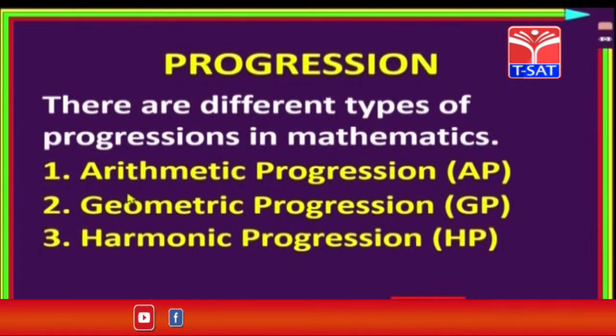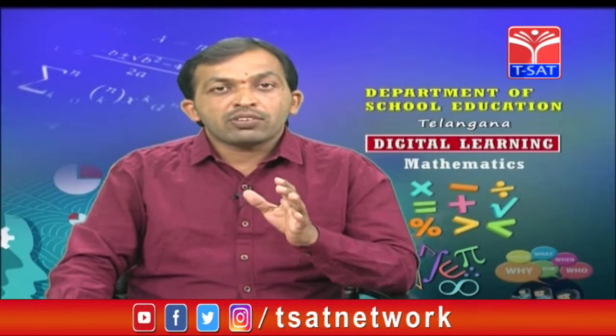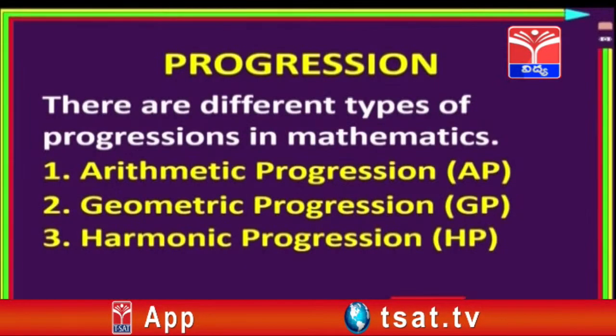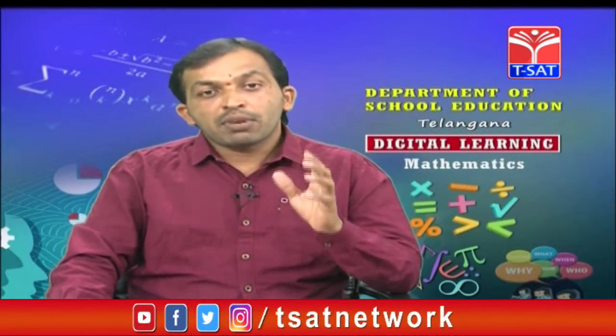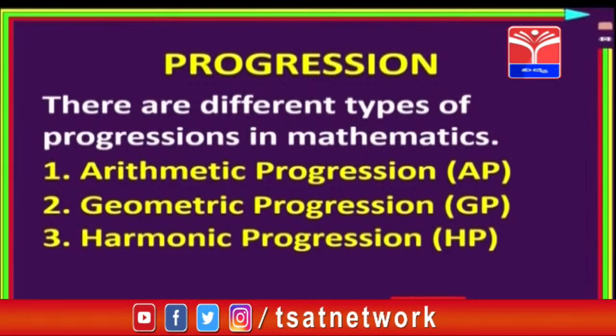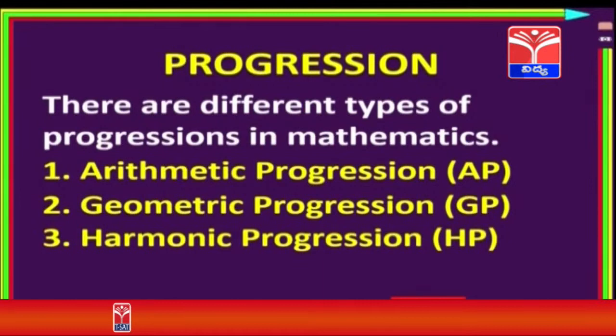We have many progressions. In arithmetic progression, we get each term by adding a fixed number to the preceding number, except the first term. So that is arithmetic progression. Whereas in geometric progression, each term is obtained by multiplying the preceding number by a fixed non-zero number. Similarly, the terms of a harmonic progression are reciprocals of the terms of an arithmetic progression.